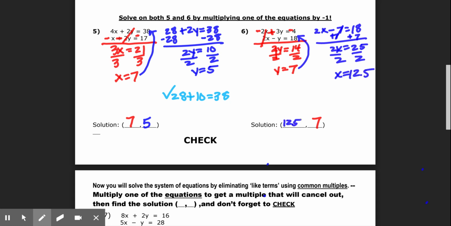So that is something kind of different to get a decimal there. But that is the right answer. So we could go ahead and plug in. I'm going to use the bottom equation. So 2 times 12.5, well, that would give us 25 minus 7. And is 25 minus 7 18? Yes, it is. So that actually checks out just fine.